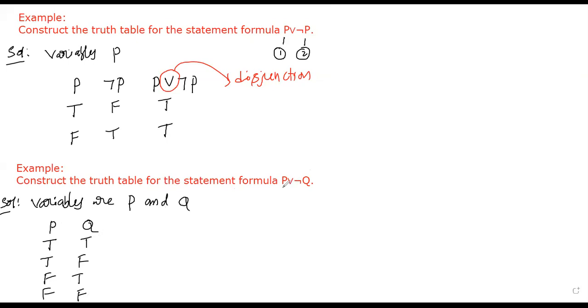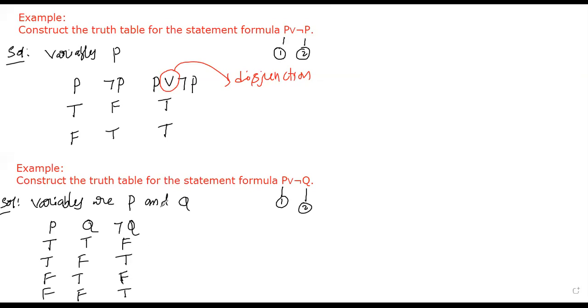Here the first variable is P. Already we have written those values. And the second variable is Q. This is also written here. But negation Q is also needed. P is already written, Q is already written. Now we require the negation Q. Q is true, negation Q is false. Tell me the next one. True, false. Yes, very good.